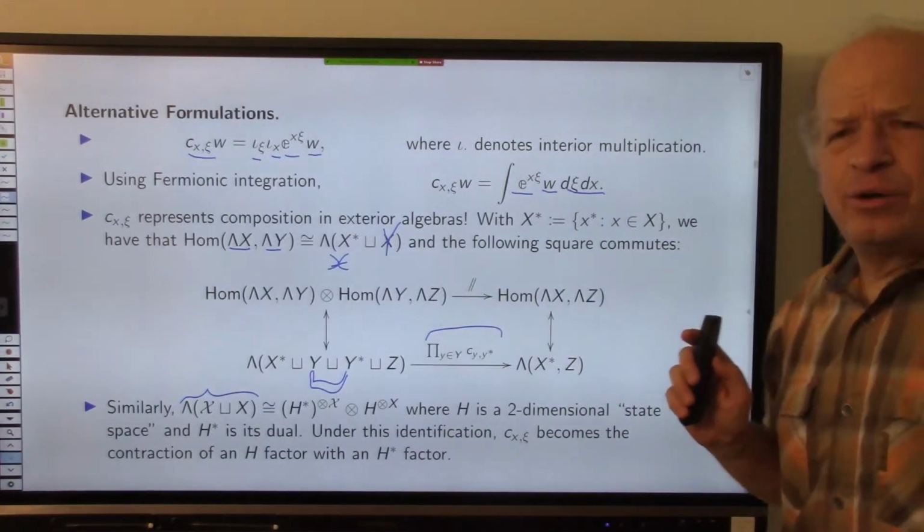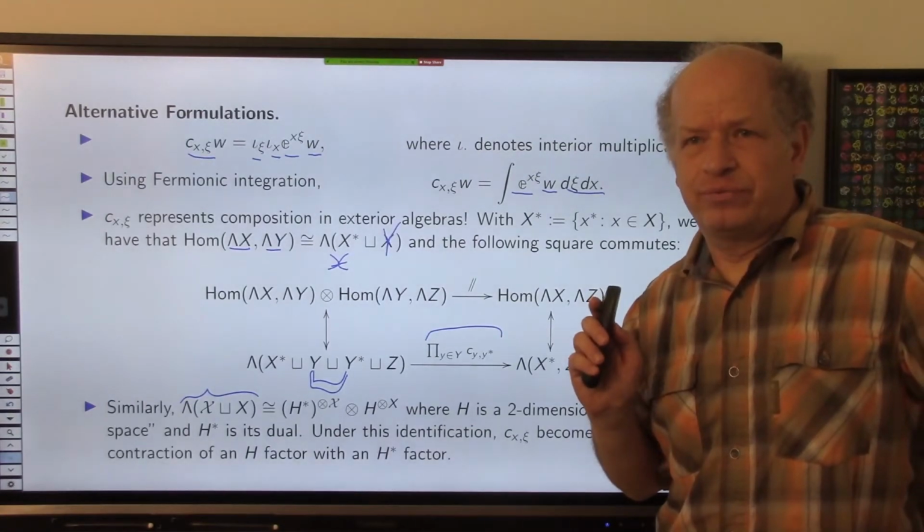So these are various alternative formulations. Questions, comments? By the way, I have an hour and a half, right? Not an hour. Yes, you have an hour and a half.